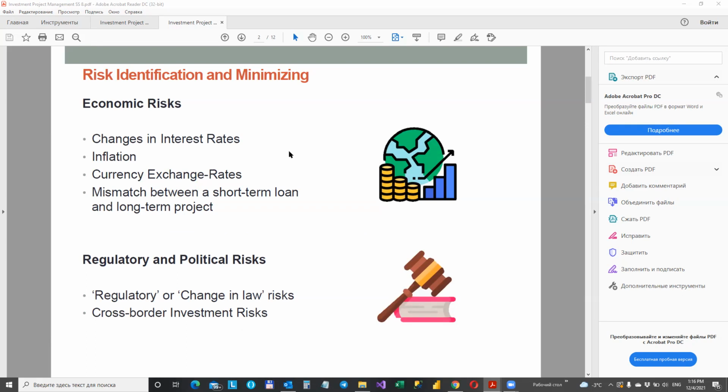External macroeconomic risks, that are also known as economic risk or financial risks, namely are changes in interest rates, inflation, currency exchange rates that do not relate to the project in particular, but to the economic environment in which it operates. And these risks need to be analyzed and mitigated, that is hedged, in the same way as the specific commercial risks we discussed in the previous lectures. And also a mismatch between a short-term loan and a long-term project is another form of macroeconomic risk.